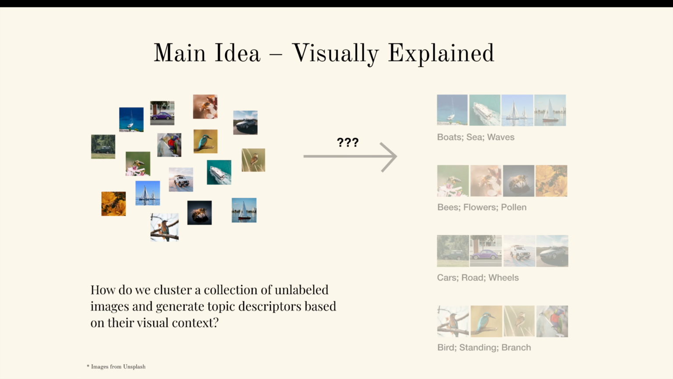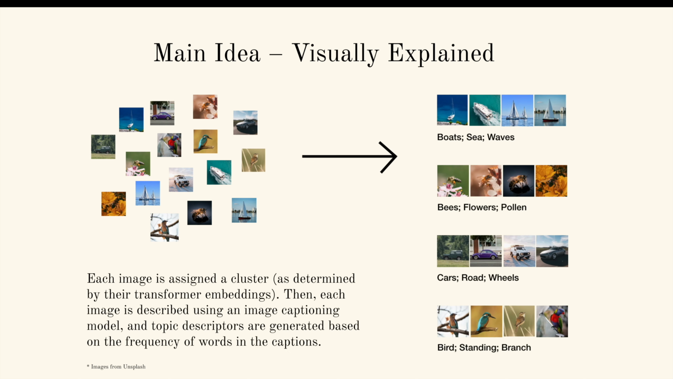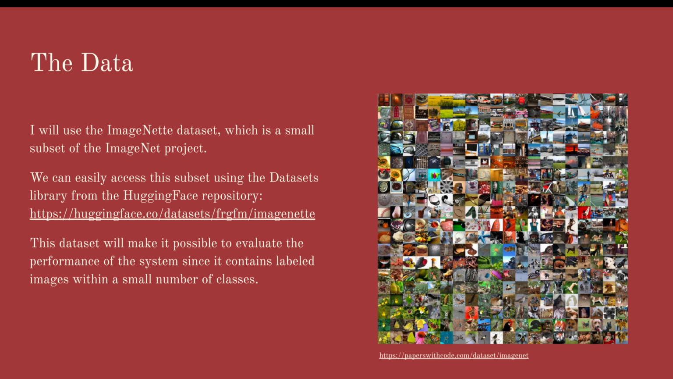So, with that in mind, how do we go about clustering a collection of unlabeled images and generating text descriptors for the topic clusters based on the visual context? Well, one way to do this is to first assign each image to a cluster based on the similarities between their vision transformer embeddings. Then, describe the images using an image captioning model, and finally, generate topic descriptors based on the frequency of words in the captions.